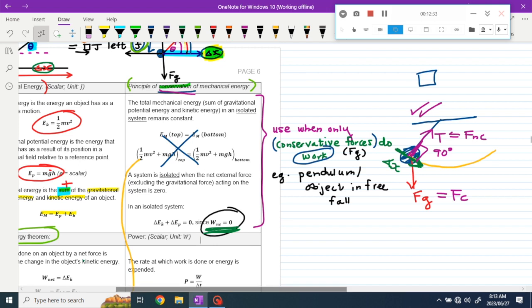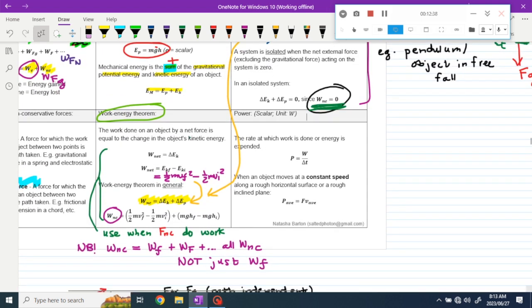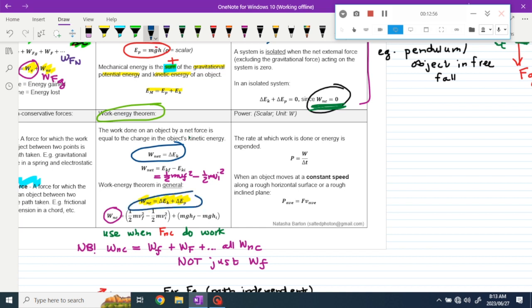Okay. Now let's say that you do have non-conservative forces acting on this object, whatever the object may be. In that case, you are limited. You can't use the principle of conservation of mechanical energy. You're going to have to use one of these two. You're either going to have to use the work energy theorem or the work energy theorem in general. Both of them are on your formula sheet. Remember, your formula sheet is at the back of your theory booklet, so please familiarize yourselves with it.